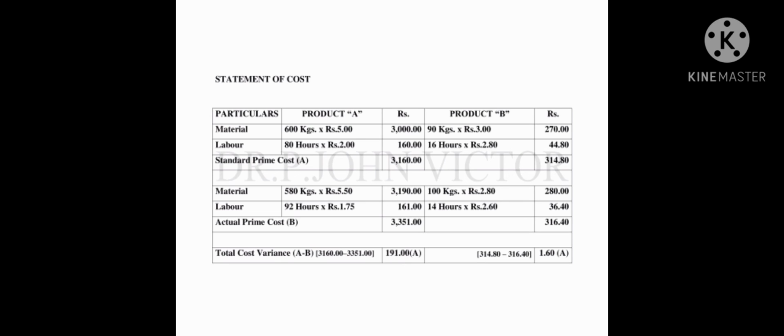The material value for product A is 580 kilograms into 5.50. The total value is 3,190. Then labor value for product A, 92 hours into rupees 1.75. That means the total value is 161, and total actual prime cost is 3,351. And then for product B, the material value is 100 kilograms into 2.80.